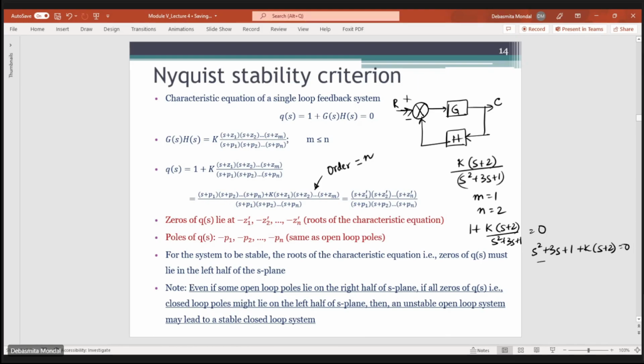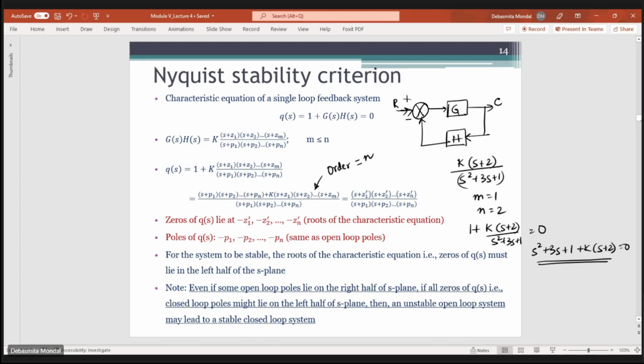So here also you see that the order of the numerator is equal to the order of the denominator, since for a physically realizable system, the order of the denominator polynomial is always greater than the order of the numerator polynomial. Now if you simplify or factorize this numerator term, let's say the factors are s plus z1 bar, s plus z2 bar till s plus zn bar.